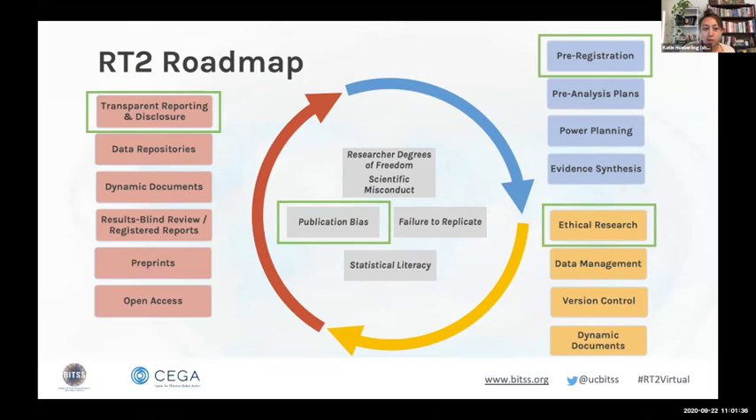Okay, so quickly for the roadmap, the proposal that I'll present actually fits everything, but the 4 main problems or practices that it targets are pre-registration, thinking about conducting and reporting research in an ethical manner, trying to address publication bias, and transparent reporting and disclosure.